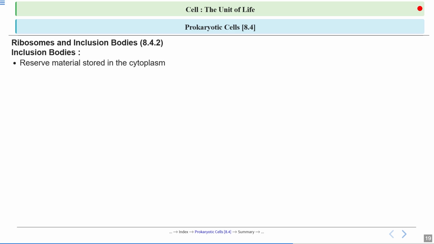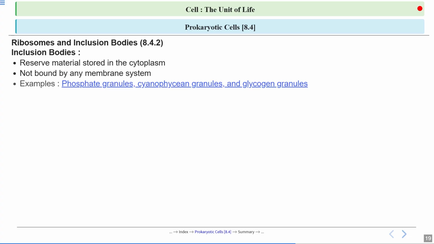Let's talk about inclusion bodies. These are reserve material stored in the cytoplasm. They are not bounded by any membrane system. Examples are phosphate granules and cyanophycin granules. Cyanophycin granules are present in cyanobacteria, and they store cyanophycin starch, which is very similar to glycogen. And there are glycogen granules also.